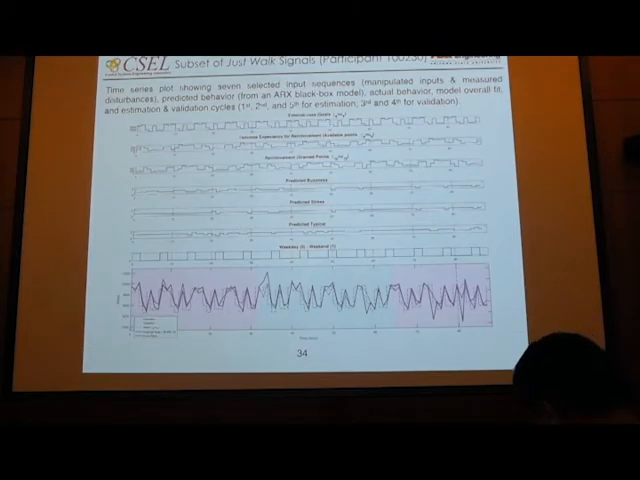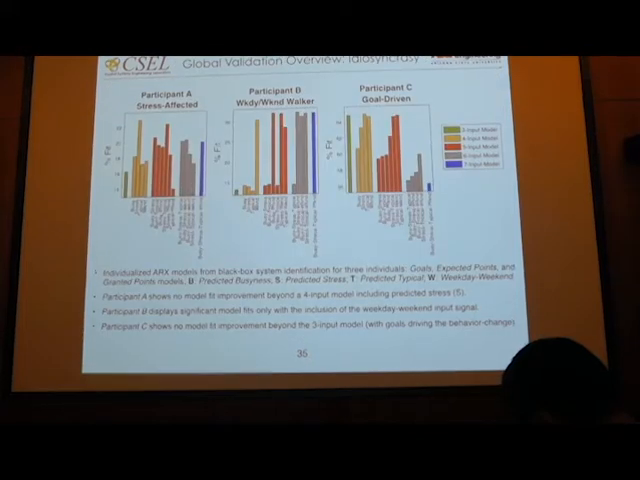This is one representative data set for a participant. You can see here the two inputs that we manipulated. These are the granted points, which they got if they did meet the goal. And these are some of the variables: busyness, stress, and whether it was a typical weekday or weekend. Then through a systematic process with our ARX modeling, we could see how well we could fit. This participant was doing a pretty good job at following the goals.